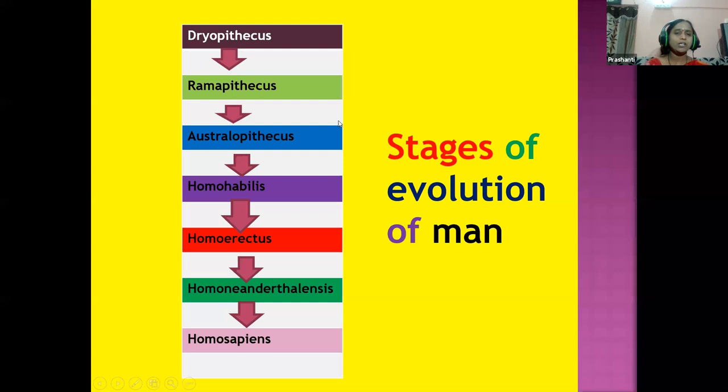Even when you take the cranial capacity, Dryopithecus was 400 cc, and Ramapithecus was also 400. But when you see next, Australopithecus was 450, next Homo habilis was 700, Homo erectus was 800, and next the Homo sapiens, increasingly 1600 cc.